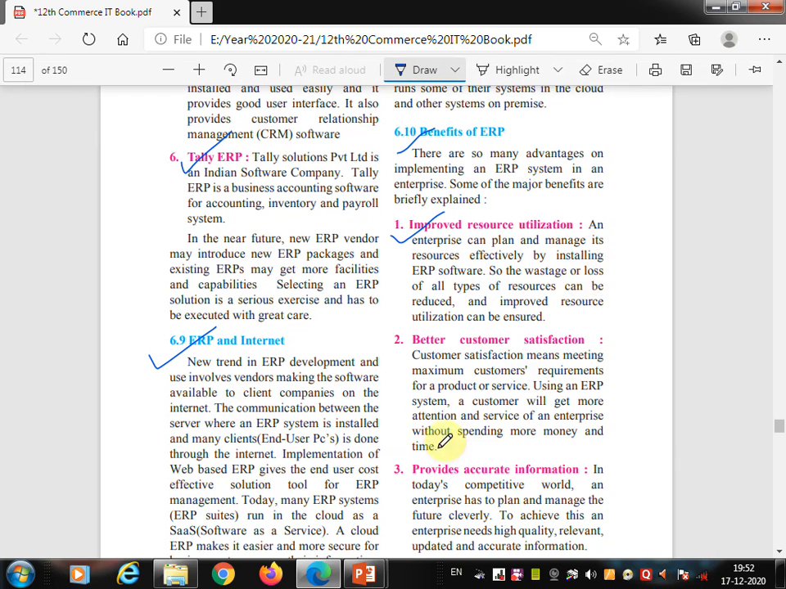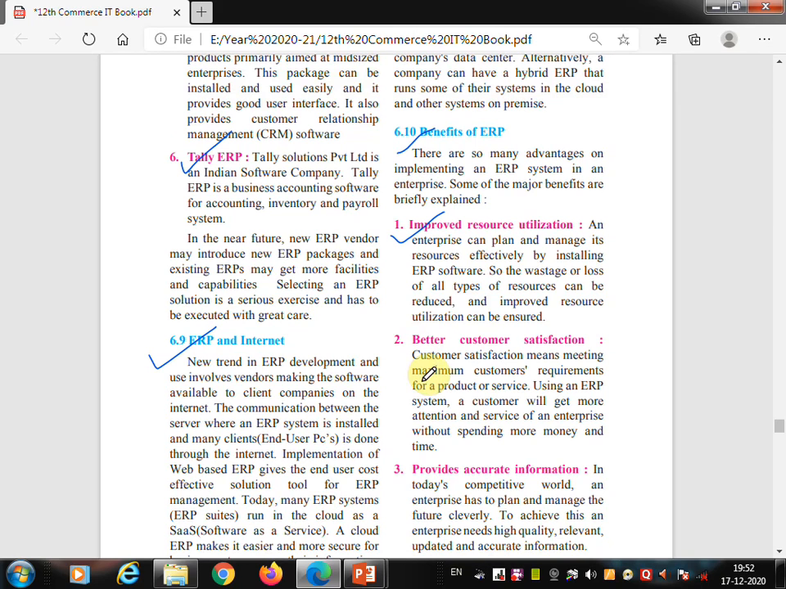from any corner. If the rights are given by the administrator, you can access the data, or the administrator can lock the data, so nobody can open it or make changes in the entries in the company. So that's the benefit of the ERP.